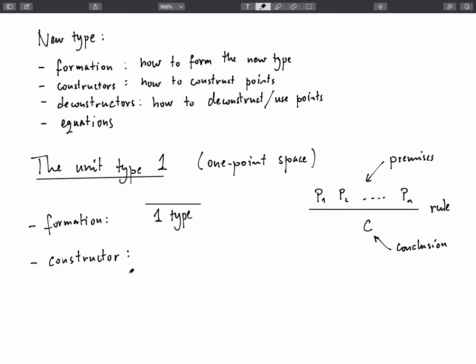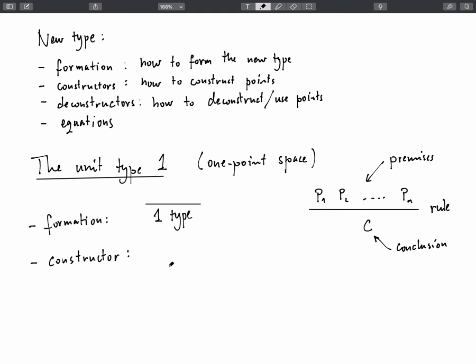And the constructor, we need some, Jaka, did you have a preferred notation for the point of a chosen 1-point space? What did you call it? Anything? The asterisk. Asterisk, fine with me. What did I use here?